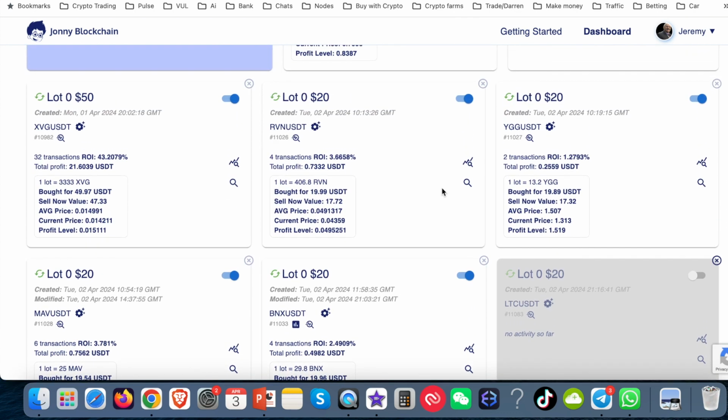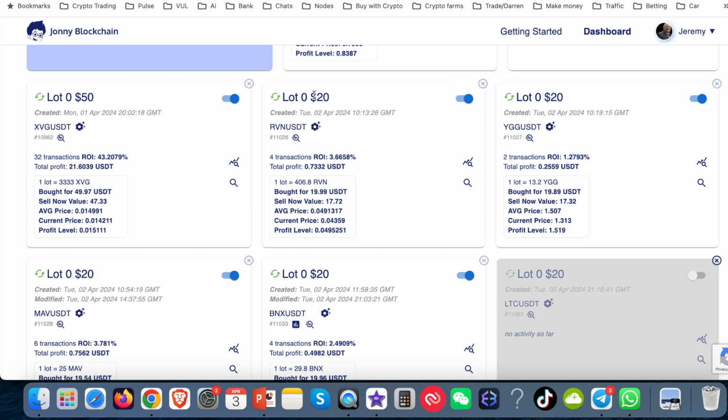So let's have a look at some of these tokens here. These are my high risk tokens. Now, all of these I've got with just one lot. As lot 0, as you can see, I'm trading that one with $50. This one's made 43%, so it's made me $21, and that was started on the 1st of April, and today it's the 3rd of April.